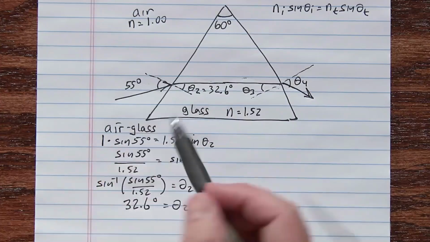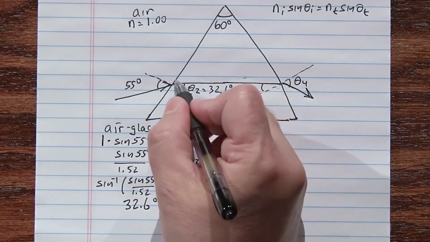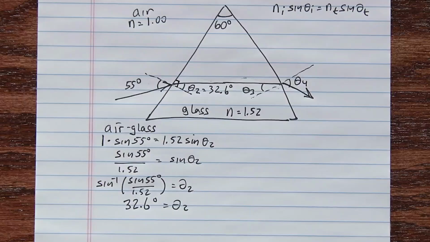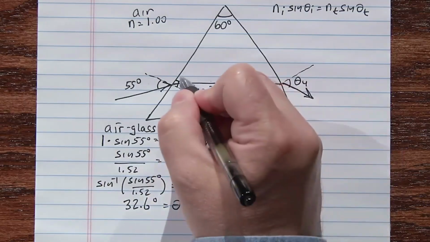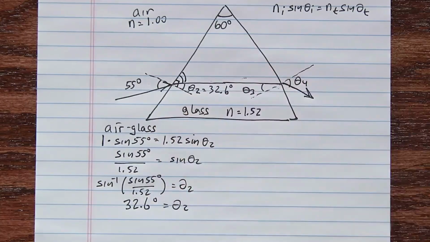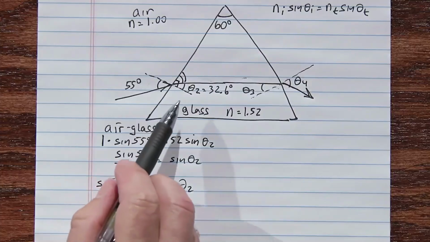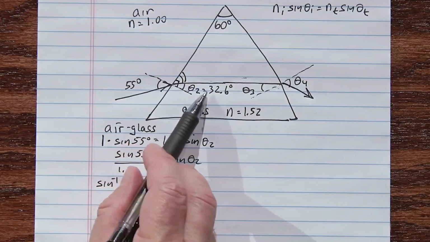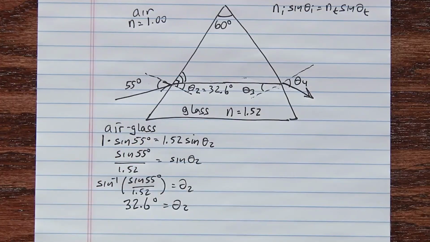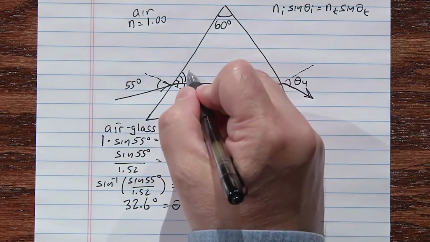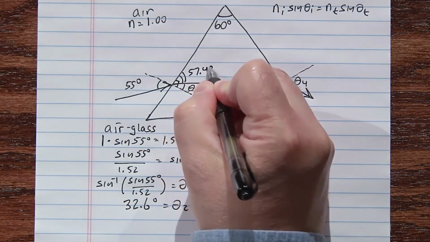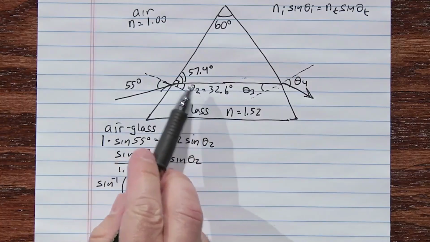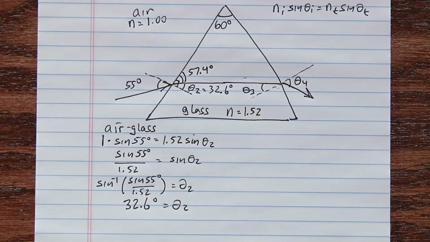Note that this is a right angle right here. This is a right angle. So this angle, I'll draw it in with 2 lines. I don't even have to give it a name, but this angle is going to be 90 degrees minus 32.6, and so that's going to be 57.4 degrees, because 32.6 plus 57.4 is going to give us 90 degrees.